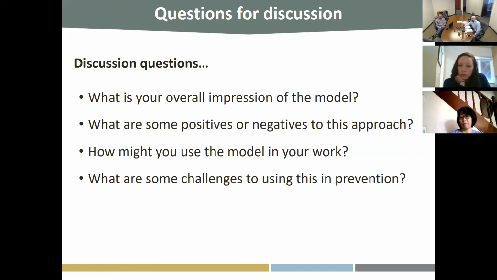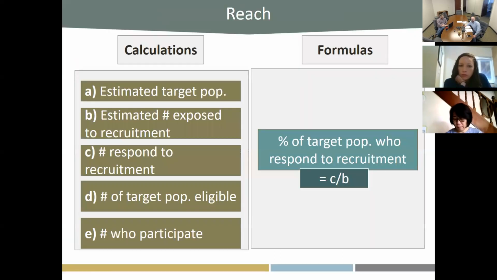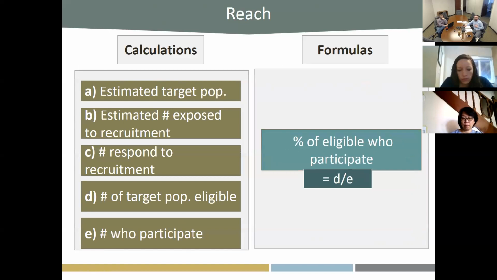All right, I have just a couple of final additional slides, and these were calculations that you could use to estimate or calculate reach. On the left you have 5 different calculations, offered by the same authors. For estimated target population and number of target population eligible, they didn't give a lot of background on how they defined those. So I almost believe you should determine your criteria for eligibility and then decide how many are in your target population.